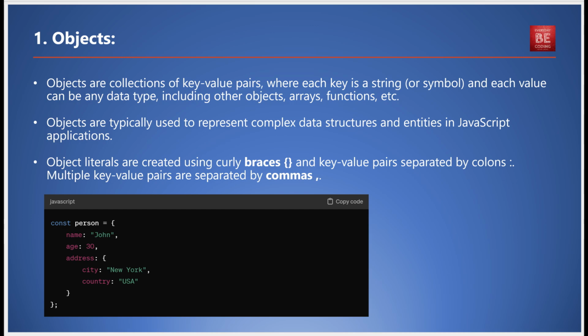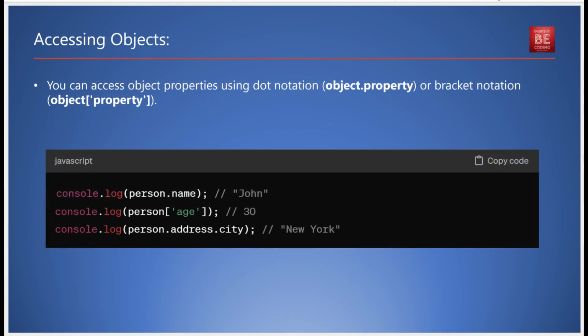Creating an object is as simple as using curly braces with key-value pairs separated by colons. For example, consider an object person with properties like name, age, and address. The address property here is an object itself, demonstrating that objects can nest within objects. Accessing these properties is a breeze. You can use dot notation or bracket notation. For instance, to get the name of the person, we would write person.name, and voila, we have John.